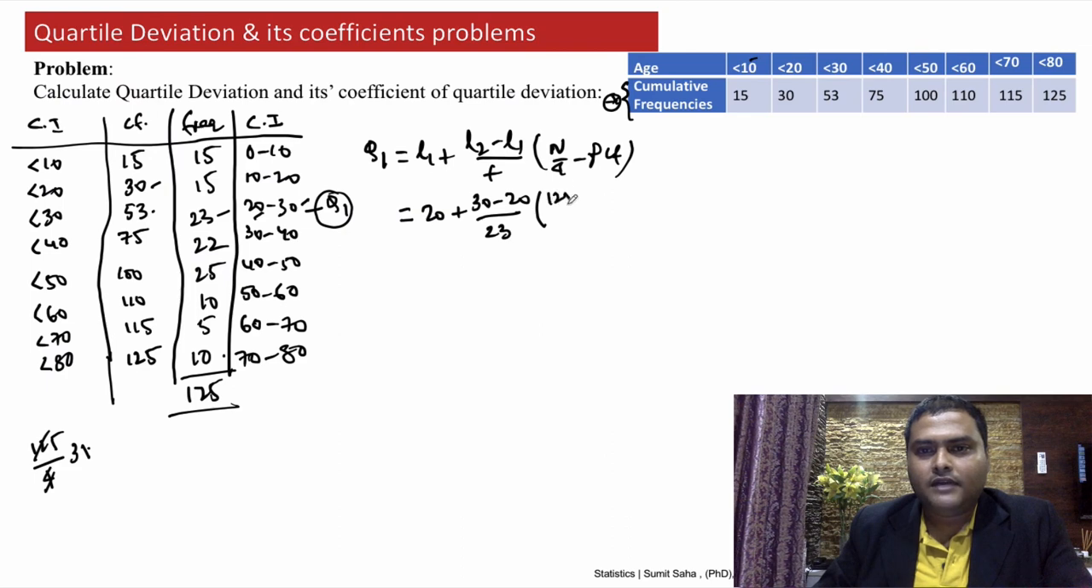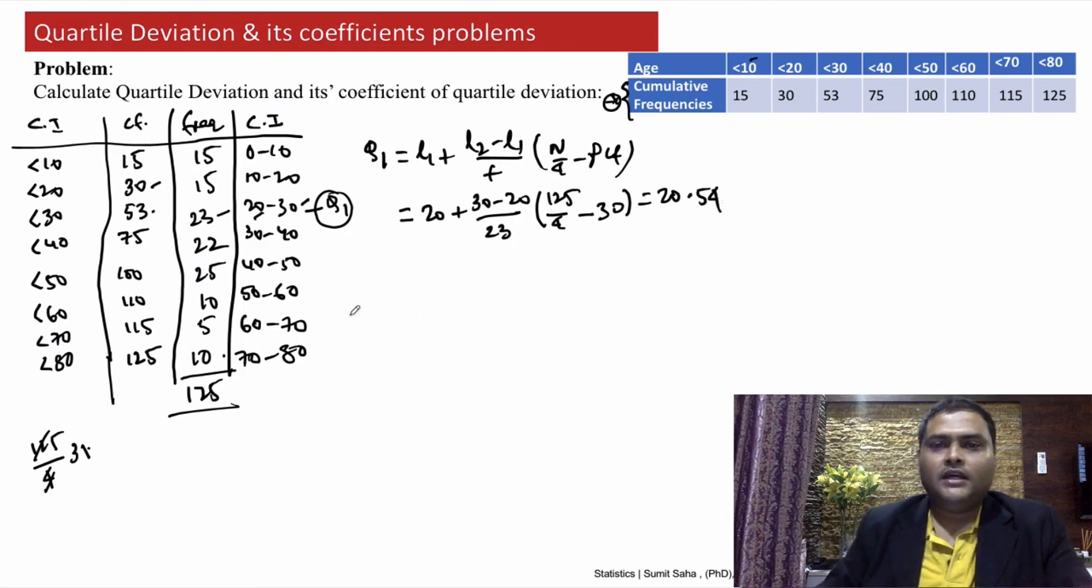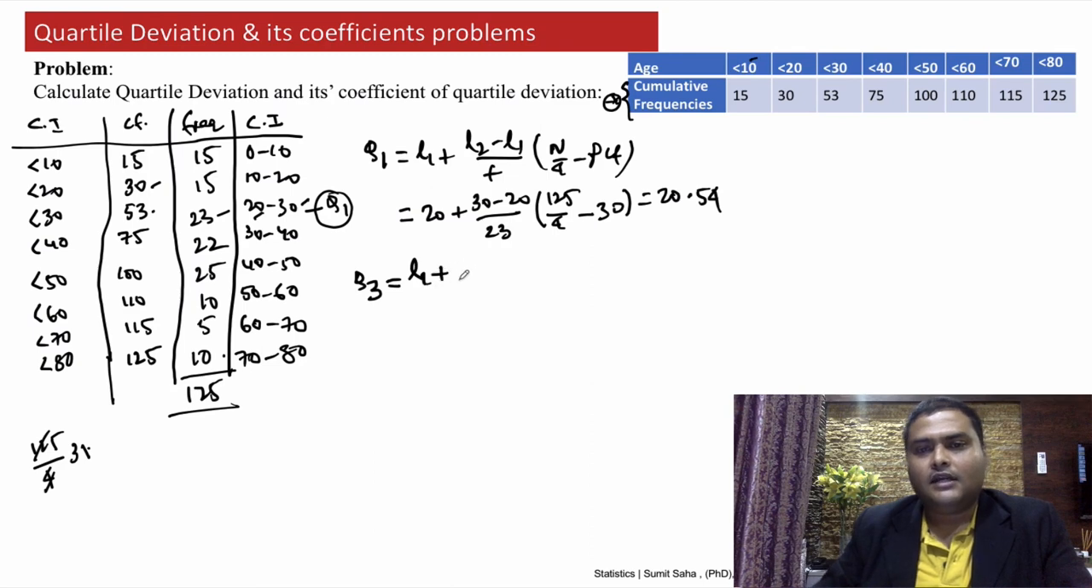n by 4. N is 125 divided by 4 minus PCF. PCF is nothing but 30 out here. So 4 into 30 is 120, 125 minus 120 is 5. So 5 by 4, this is 10 by 23, and 20. The moment we calculate, we will be getting the value 20.54.